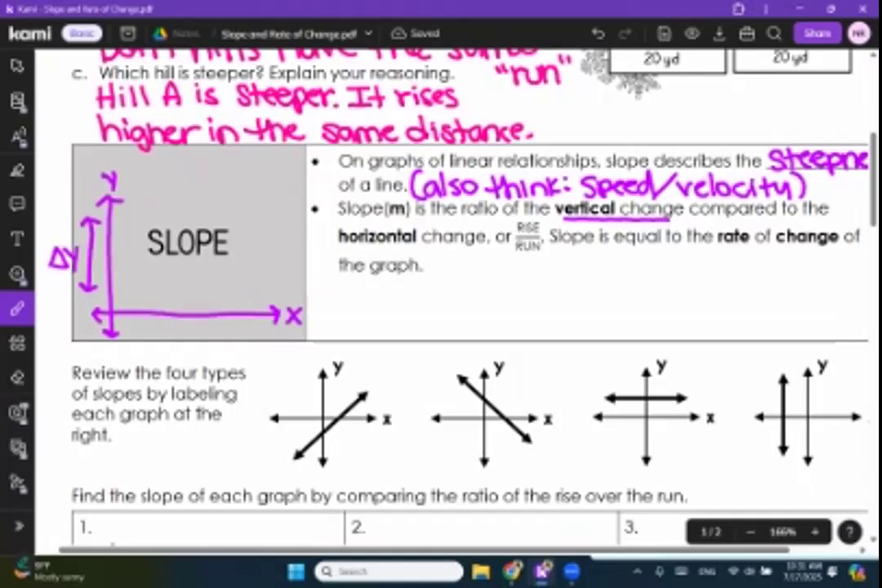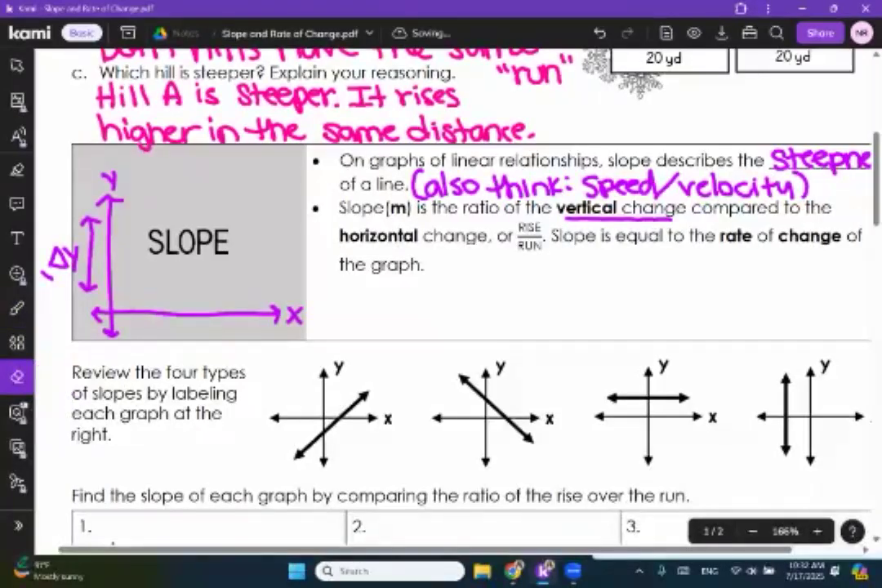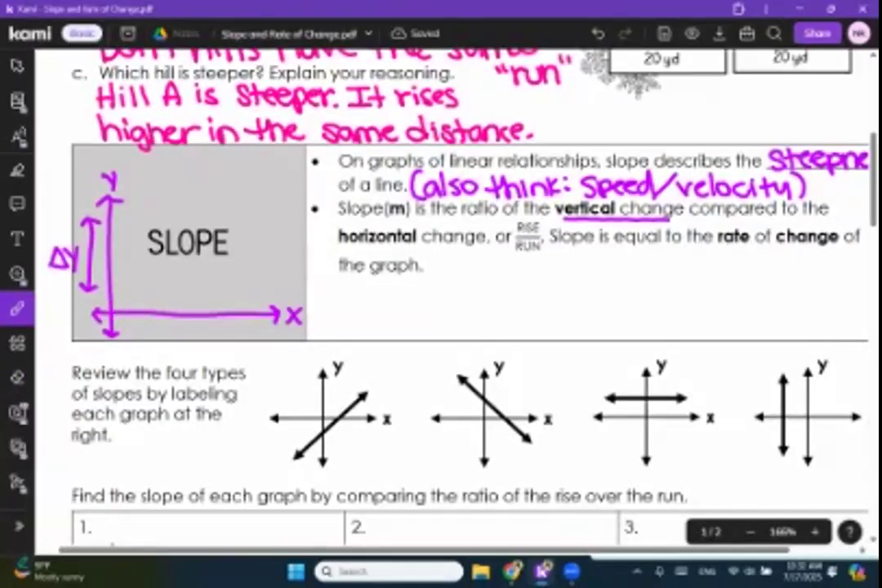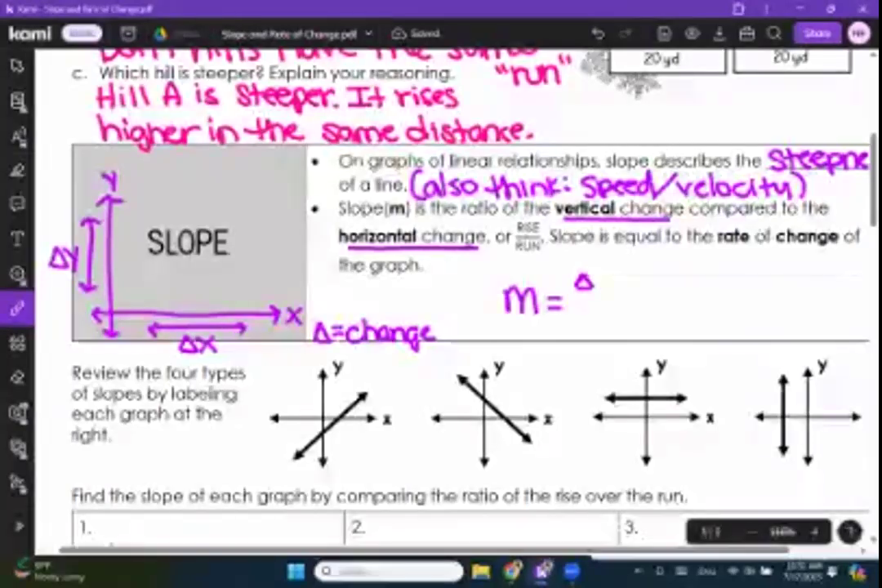Now, I know you guys see that triangle. You're like, what is that triangle? That is the symbol for delta, and delta is a word that means change. So just in case you forget, change. And then it's compared to the horizontal change. Well, the x-axis is the one that goes horizontally. So this would be our horizontal change right here, delta x.